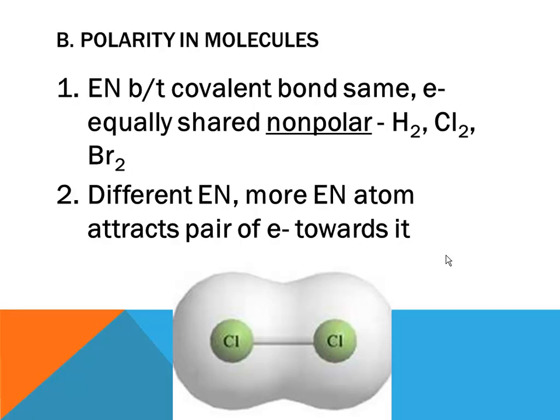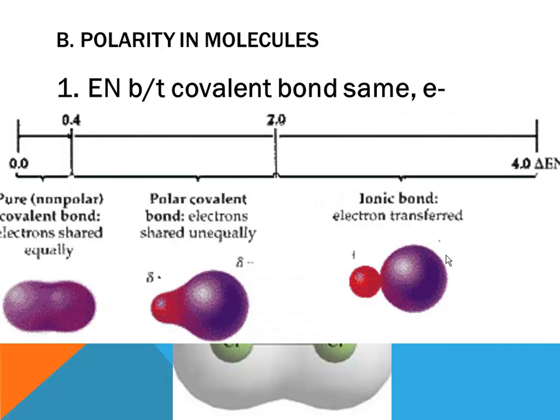Alright, polarity in molecules. So electronegativity between covalent bonds: if they are the same, they are equally sharing, therefore they're nonpolar. Think of polarity as unequal sharing. If you have one side that's more than the other, then they'll be slightly polar. If they're equal sharing, like hydrogen, chlorine, bromine, even fluorine, if they're bonded to themselves, they will act nonpolar because there's no difference in their electronegativity. There's no one side that's more positive than negative.